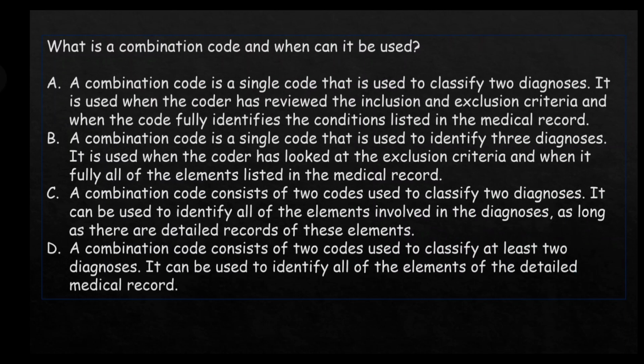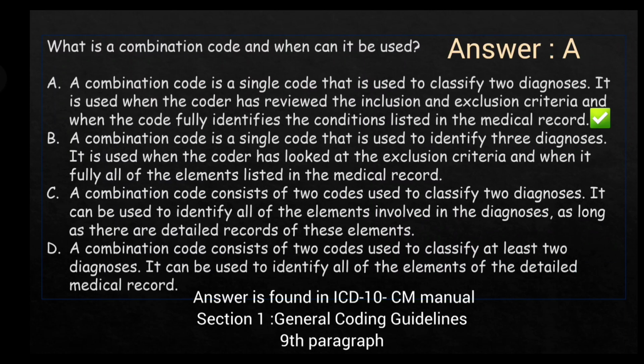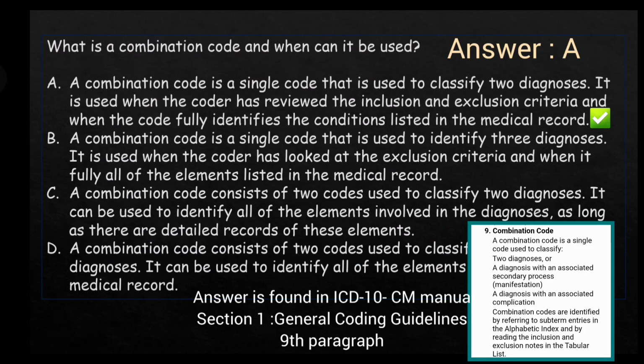Next question. What is a combination code and when can it be used? Read the options. The right answer is option A. A combination code is a single code that is used to classify two diagnoses. It is used when the coder has reviewed the inclusion and exclusion criteria and when the code fully identifies the conditions listed in the medical record.